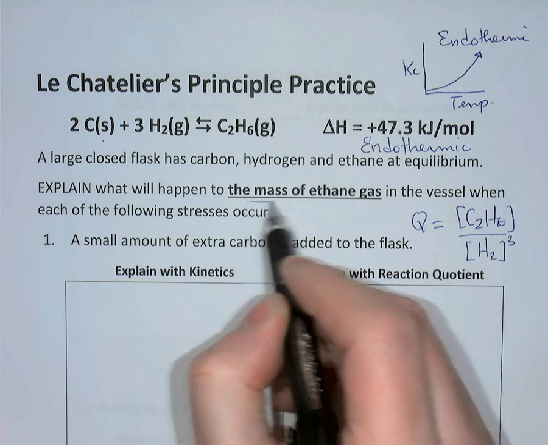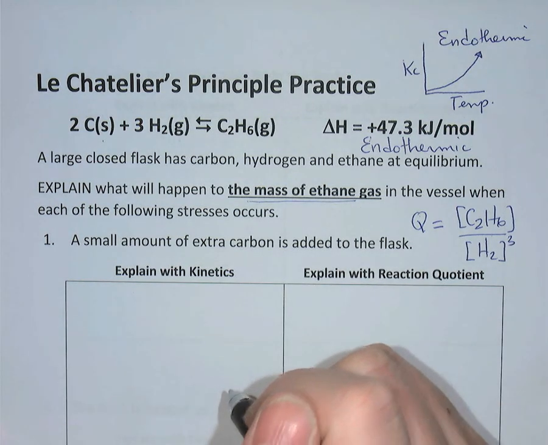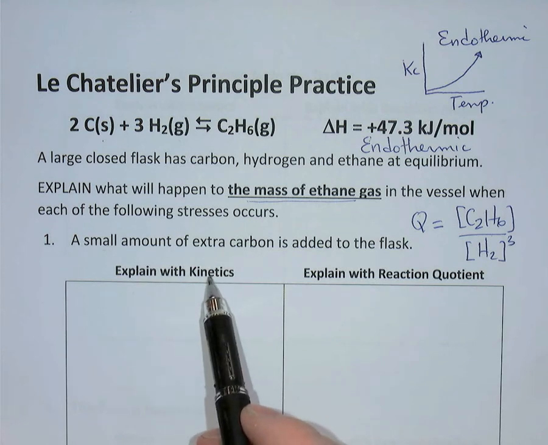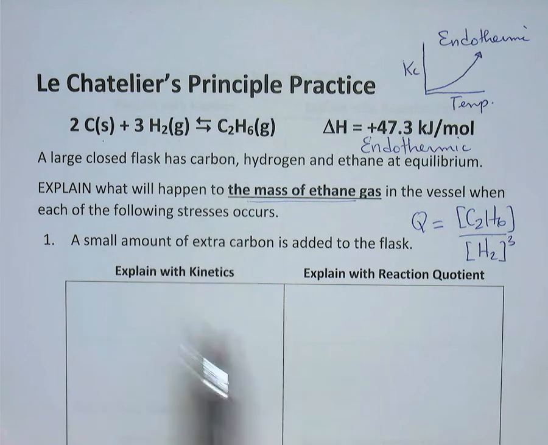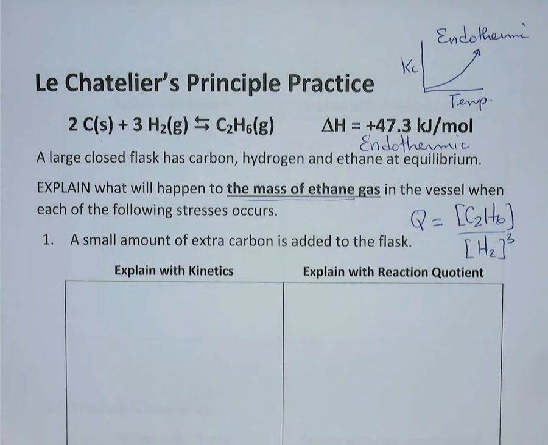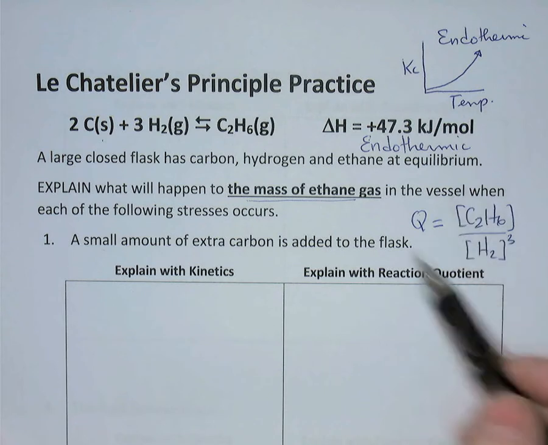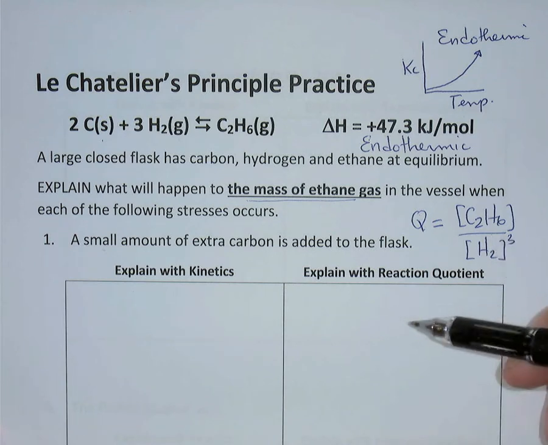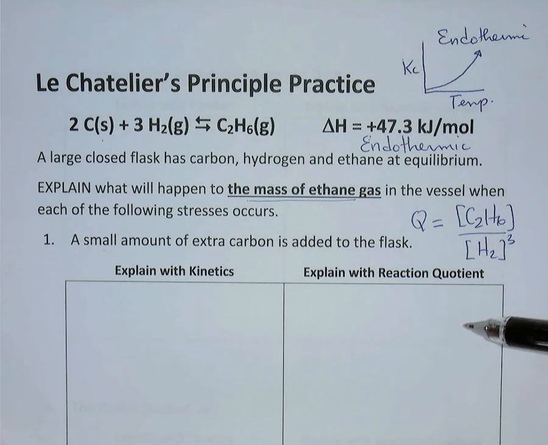Again, we're trying to figure out what happens to the mass of the ethane gas. So the first thing, if we add a small amount of extra carbon to the flask, what will happen to the amount of ethane in the equilibrium mixture? Well, you look at the expression for Q, the reaction quotient, and you see that carbon is not there. Adding the carbon doesn't change any of these concentrations. So because none of these concentrations change, and because carbon is not part of the expression for Q, Q does not change. The reaction quotient is unaffected.